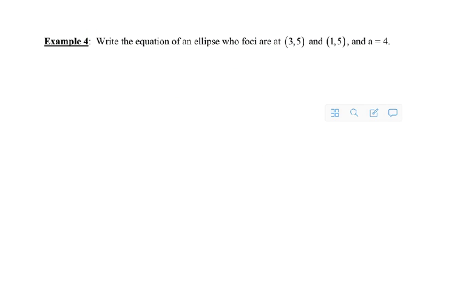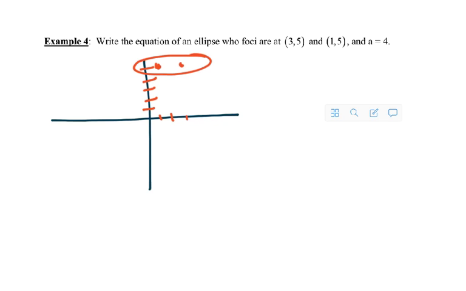In problem 4, write an equation of an ellipse whose foci are at (3, 5) and (1, 5), and a is 4. One of the things that always helps me is if I can draw a picture, because it helps me figure out how the ellipse is elongated. If the foci are at (3, 5) and (1, 5), the foci always have to be on the major axis. If they're left and right from each other, the major axis is going to be horizontal, so the ellipse must be elongated horizontally.